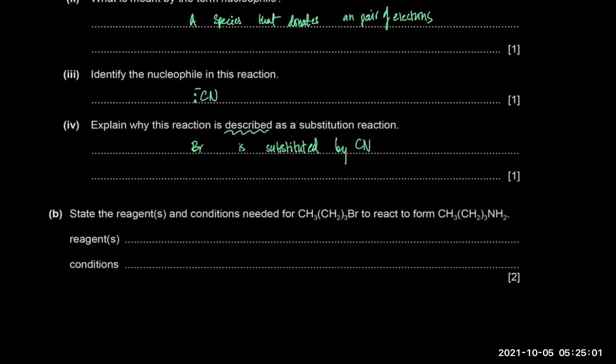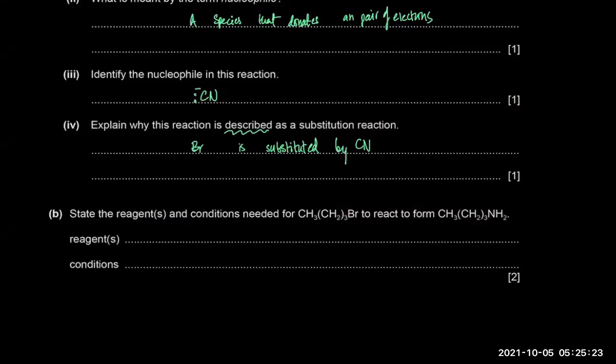State the reagents and conditions needed for 1-bromobutane to form this amine. What conditions are needed for an amine? Remember, halogenoalkane to amine. This is one of the rarest reactions to show up. It comes up very rarely in exams, but it does appear occasionally.